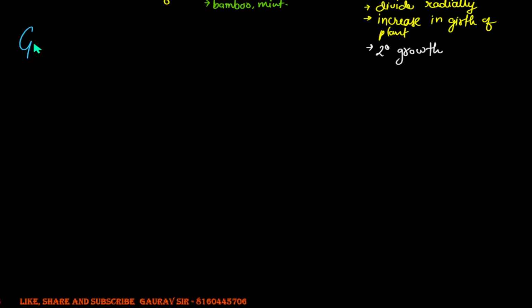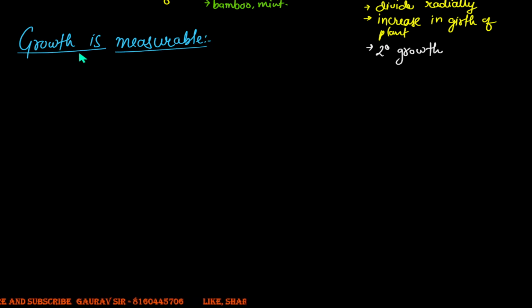Growth is measurable in case of the plants. In the last classes, we got a brief idea about how the different organs of the plant grow. Now, how do you actually measure this growth?